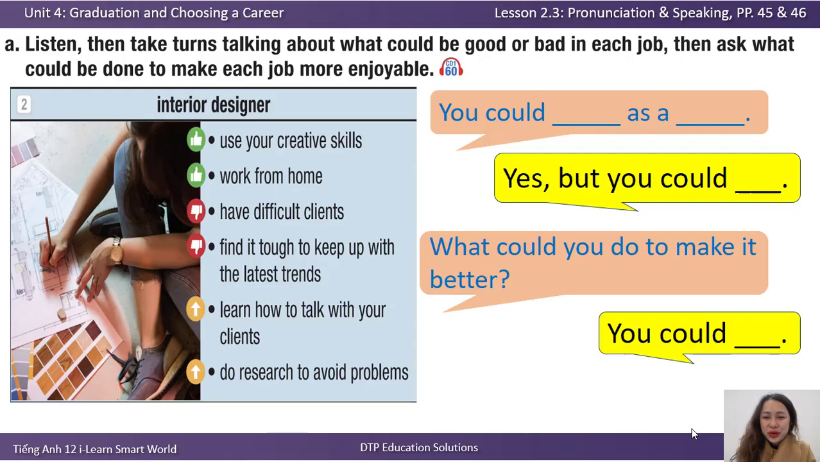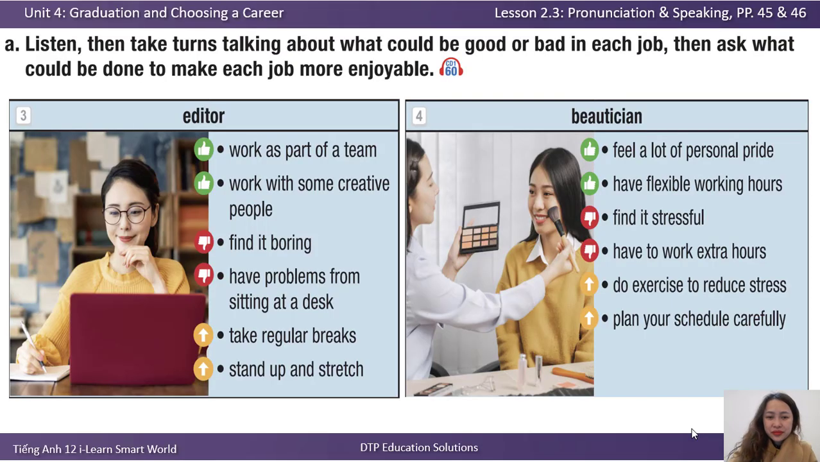Now I'd like you to work in pairs based on this prompt here. Talk about interior designer. You have 5 minutes to work with your partner. Let's get started. Alright. Okay, so now I will show you more jobs, editor and beautician.